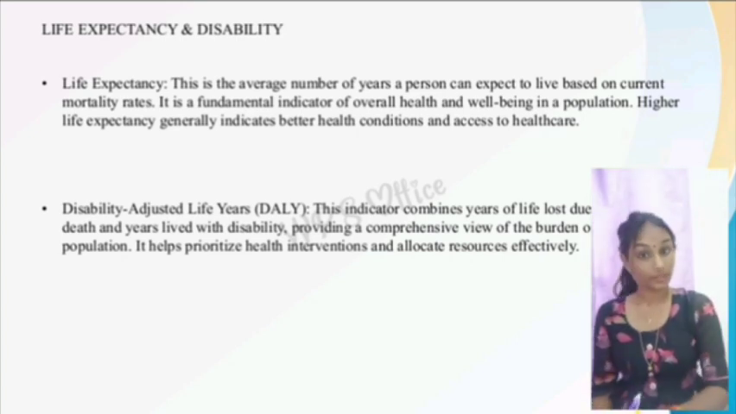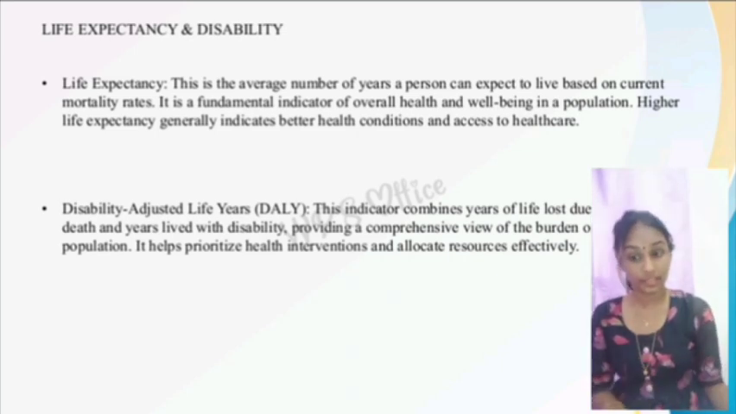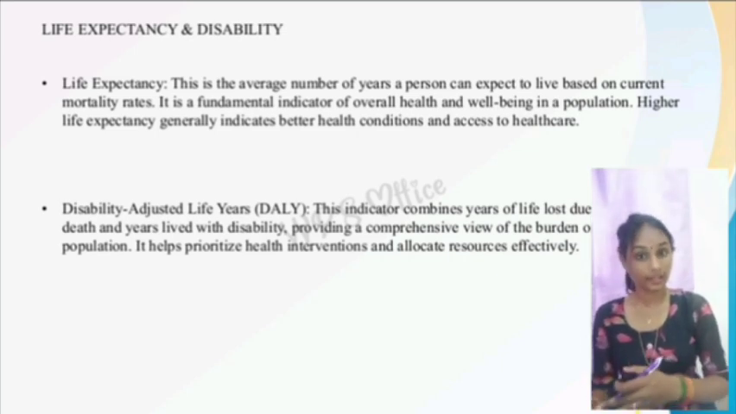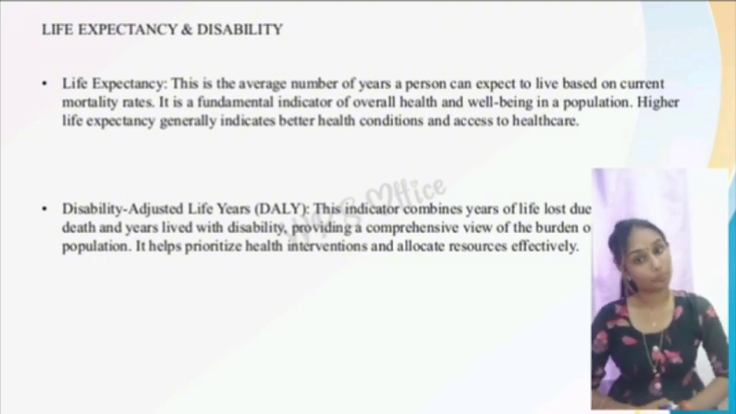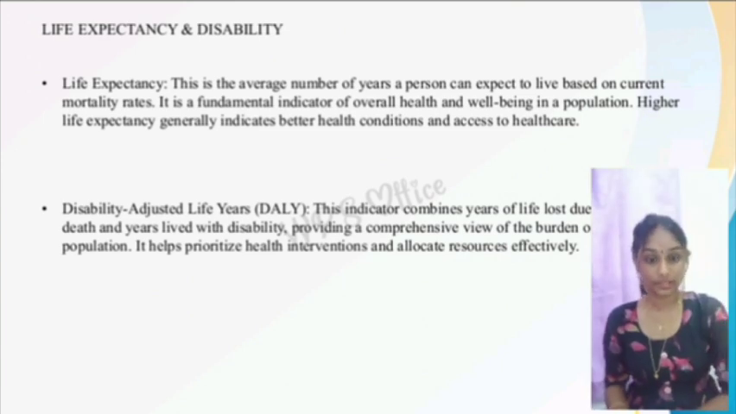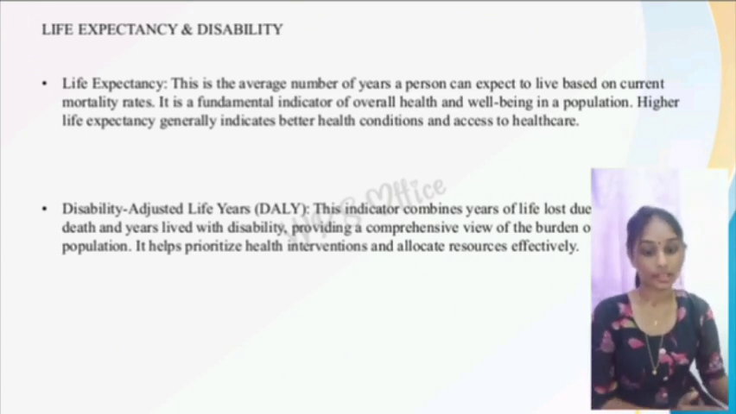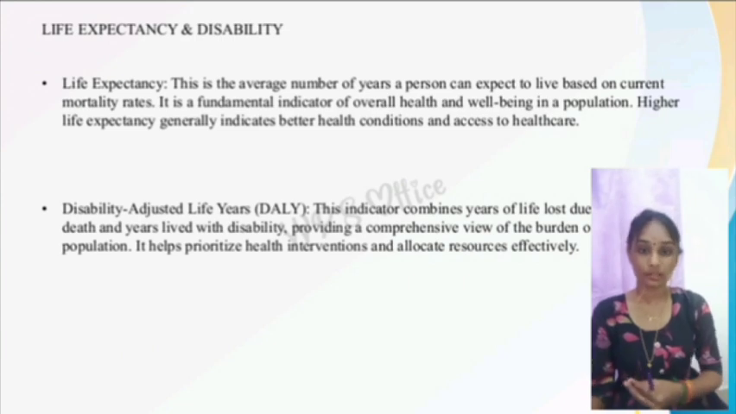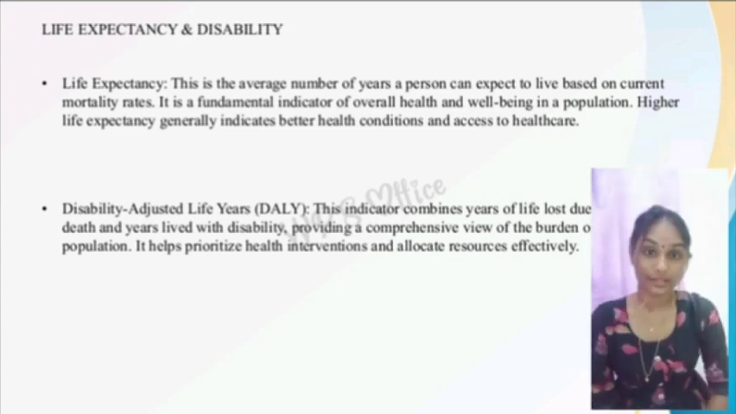Today I'm going to explain about life expectancy and disability. Life expectancy is the average number of years a person can live, based on mortality rates. Life expectancy generally indicates both health condition and healthcare. It can also indicate the overall health and well-being of a population. The second point is disability-adjusted life years. It indicates the combined years of life lost due to premature death and years lived with disability, providing a comprehensive view of the burden of disease. That's all from me.